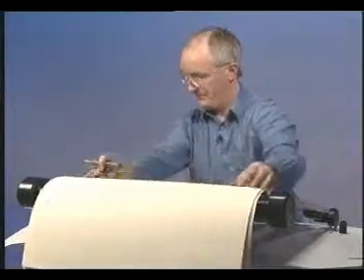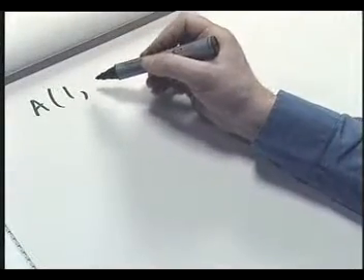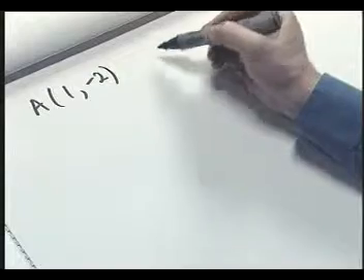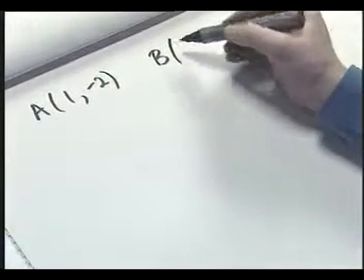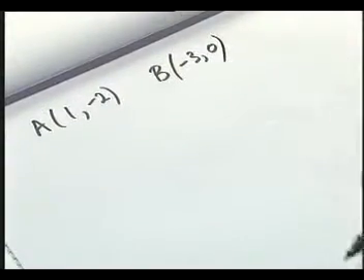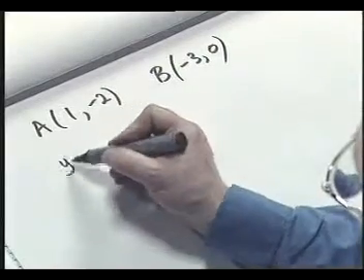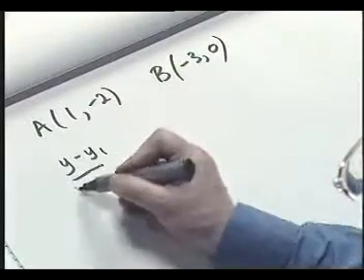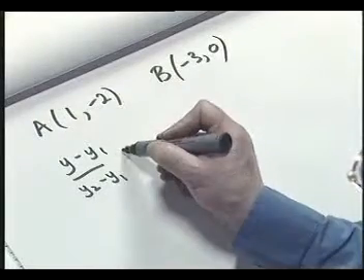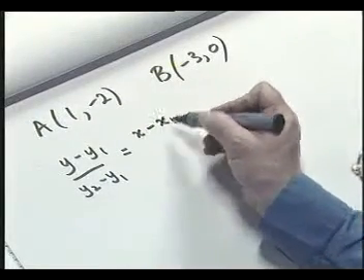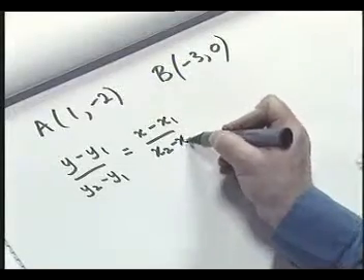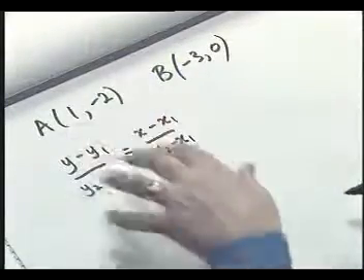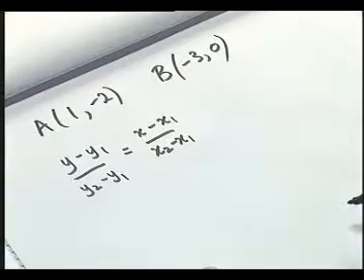Let's use that in an example. Suppose we have 2 points, A, which has coordinates 1 and minus 2, and B, which has coordinates minus 3 and 0. Let me write down the formula again. y minus y1 over y2 minus y1 is x minus x1 over x2 minus x1. We'll pop everything we know into the formula and see what we get.